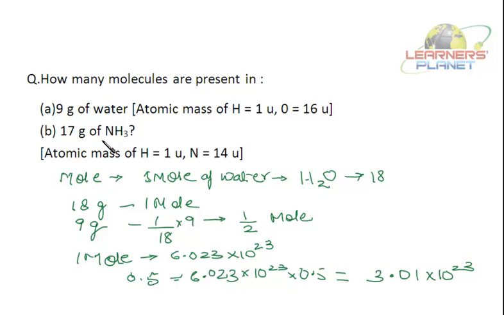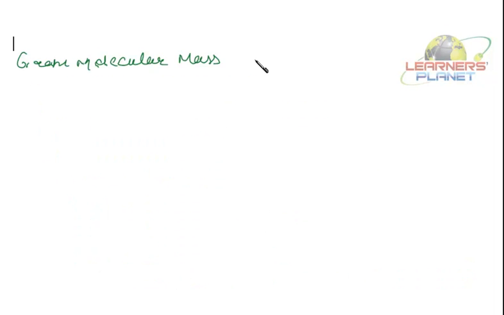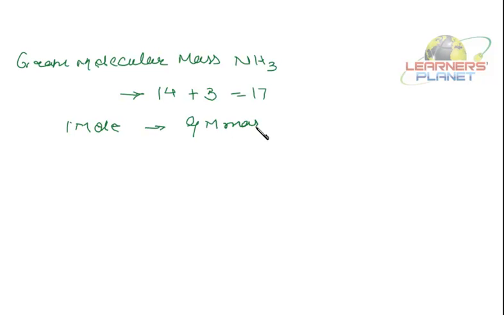Now our next question is 17 gram of ammonia. So what will be the gram molecular mass of ammonia, or gram molecular weight of ammonia? What is the gram atomic mass of nitrogen? It's 14 plus 3, and it is how much? 17. So 1 mole has the weight equal to what? The gram molecular mass.